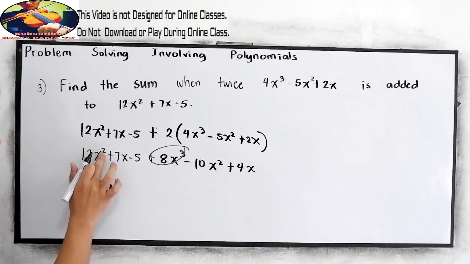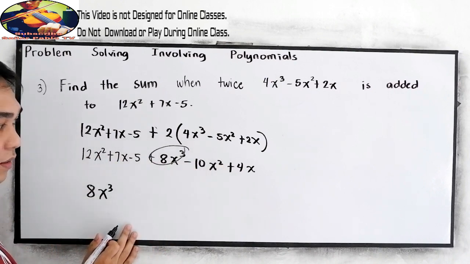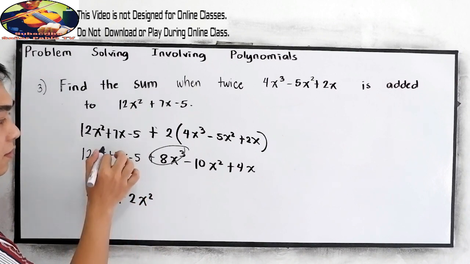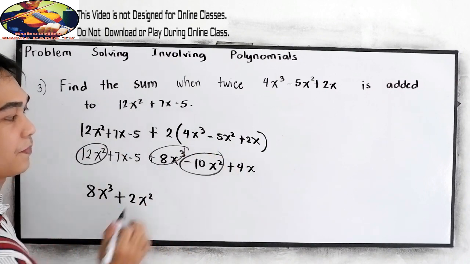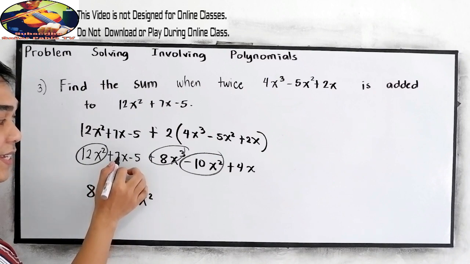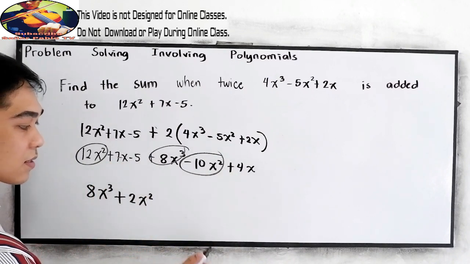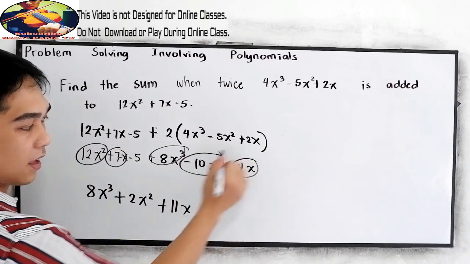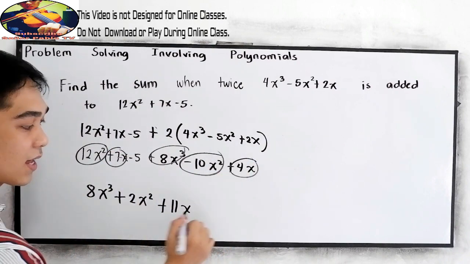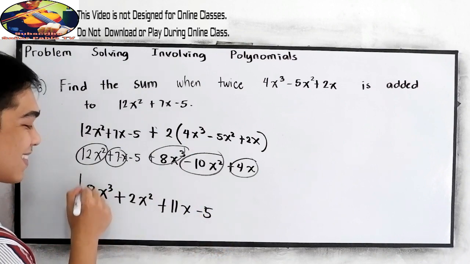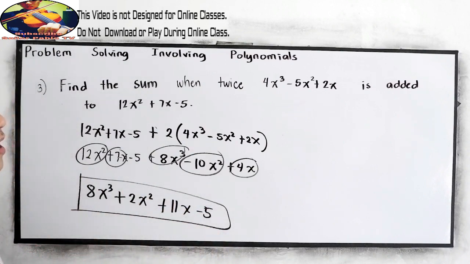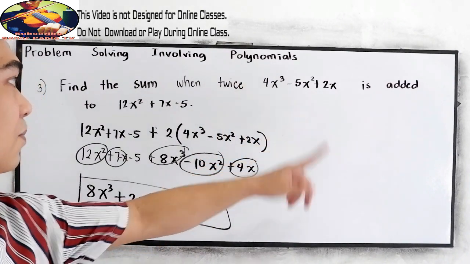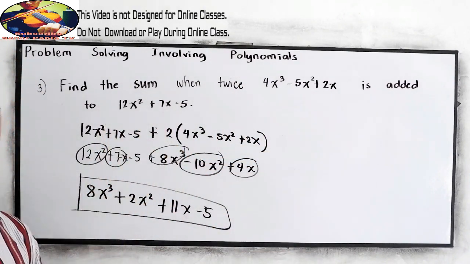Next, 12x squared minus 10x squared, positive 2x squared. So we're done at x squared. Next, 7x plus 4x, positive 11x. Done at x. And copy the constant, negative 5. This will be the sum of twice the given expression added to this expression.